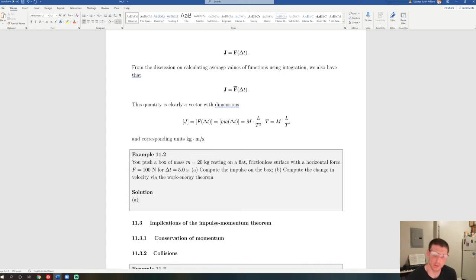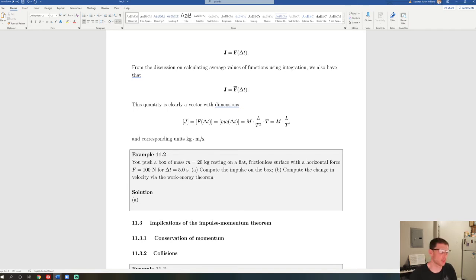Well, let me read the problem statement first. Okay, so we always forget to do that. You push a box of mass m equals 20 kilograms resting on a flat frictionless surface with a horizontal force of magnitude F equals 100 newtons for delta t equals 5 seconds. Part A, compute the impulse on the box. Part B, compute the change in velocity via the work energy theorem.